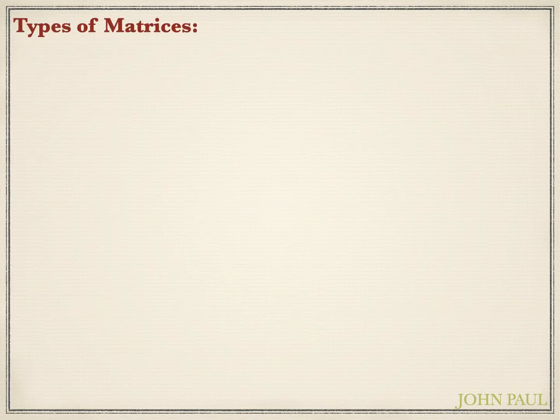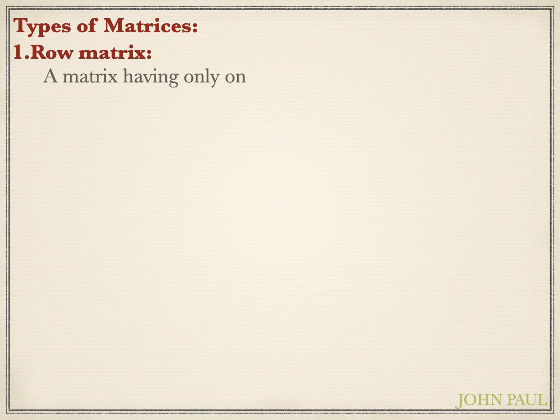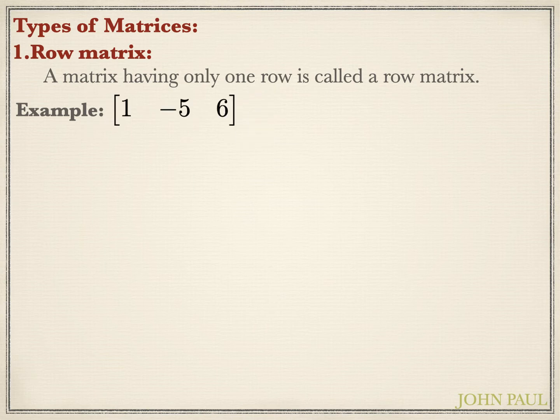Types of matrices. First one, row matrix. A matrix having only one row is called a row matrix. Example: 1, minus 5, 6 is given. Here only one row is there. It's a row matrix of order 1 by 3.